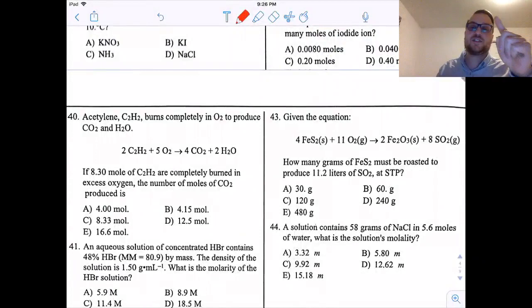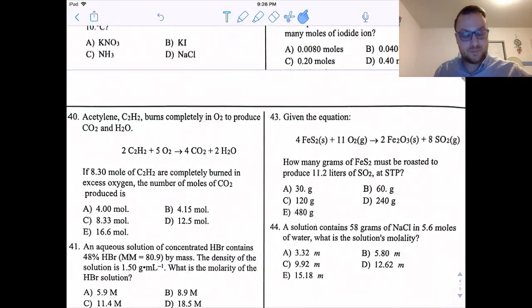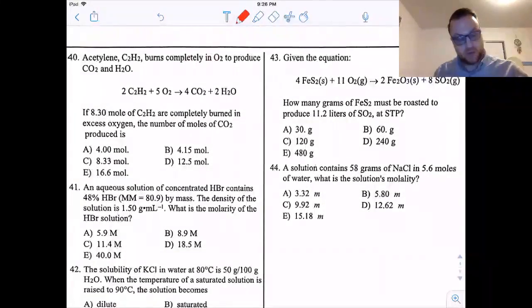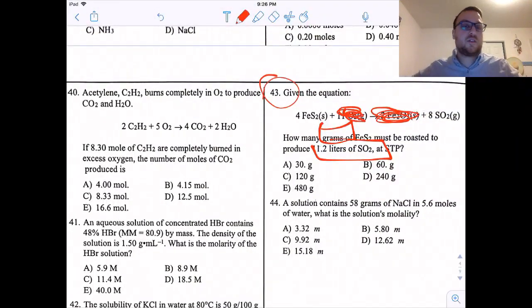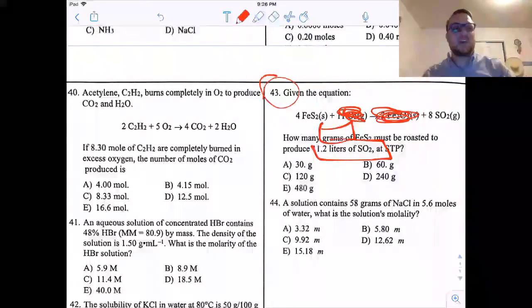So let's do 43. I want grams. I'm given liters. I'm concerned with FeS2 and SO2. So I don't care about the other substances, I'm going to ignore them, because the question doesn't concern those. I'm given liters of SO2, which means I have to go from liters of SO2 to moles of SO2. Then I have to compare the moles I calculated to the moles in the reaction. And I have to take the moles in the reaction and get grams of FeS2. This is why stoic is such a pain.